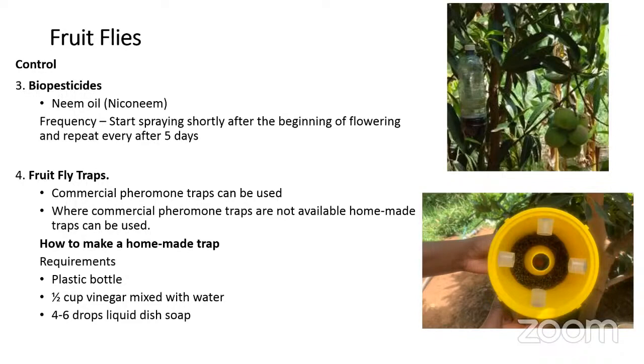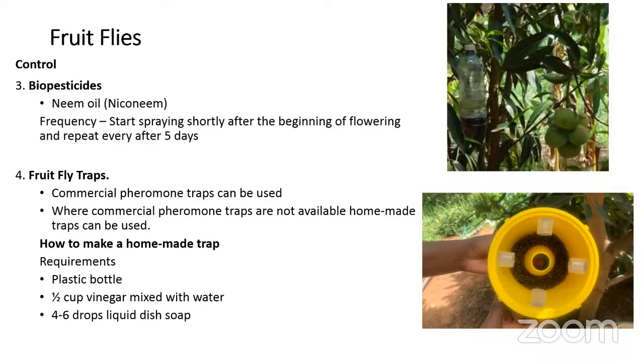So for it to be very effective, you have to start your spraying program shortly after the beginning of flowering, because you don't want the population of fruit flies to build up. And you repeat every 5 days.